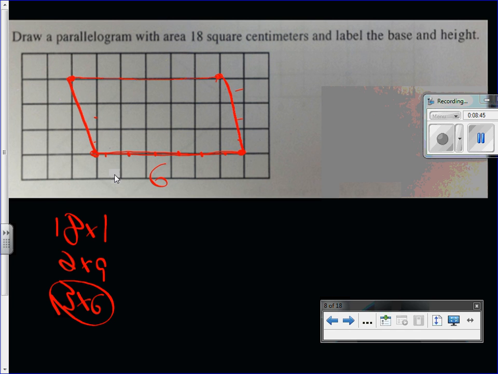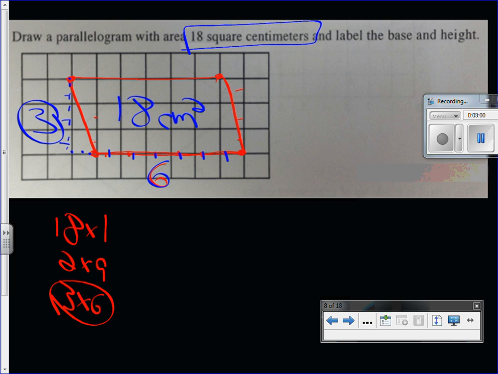Let's count to see if we did it right. 1, 2, 3. 1, 2, 3, 4, 5, 6. 3 times 6 equals 18 centimeters squared. Here's your answer. You guys all see how I did that? I'll give you a few moments to kind of catch up. Area of the base times the height.